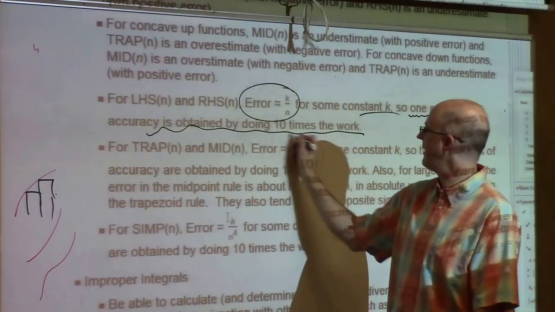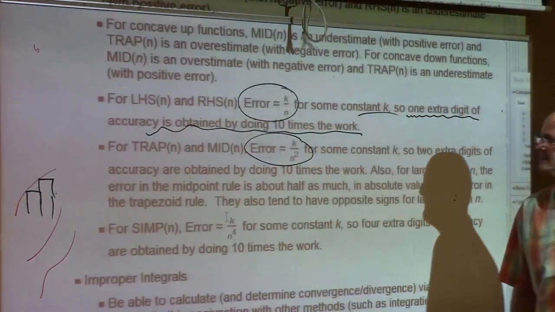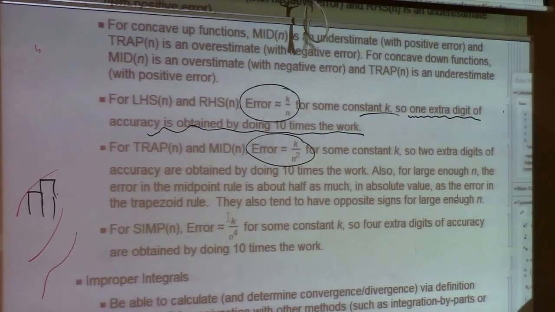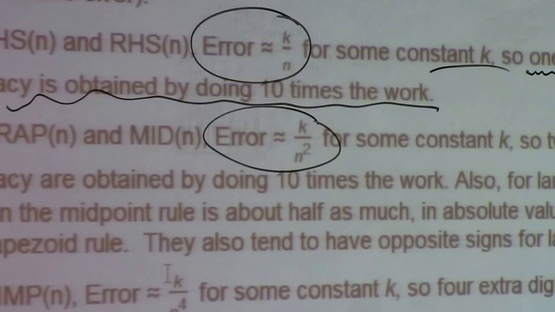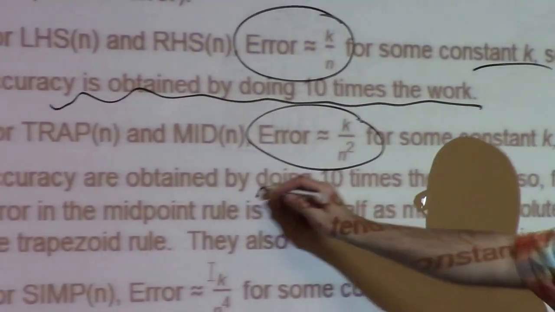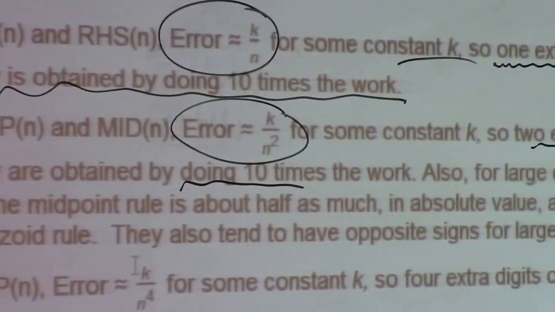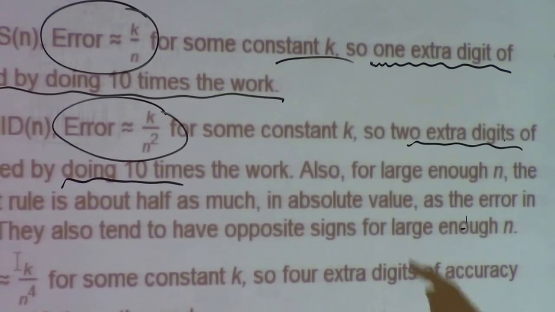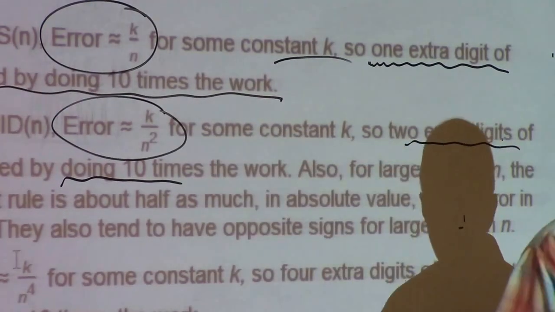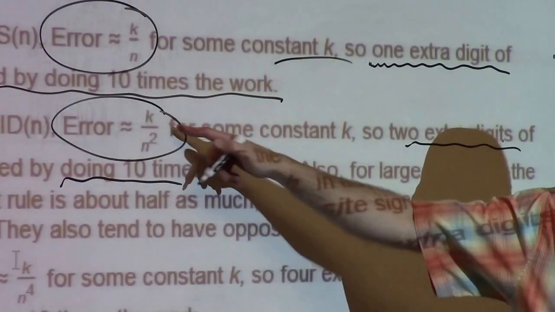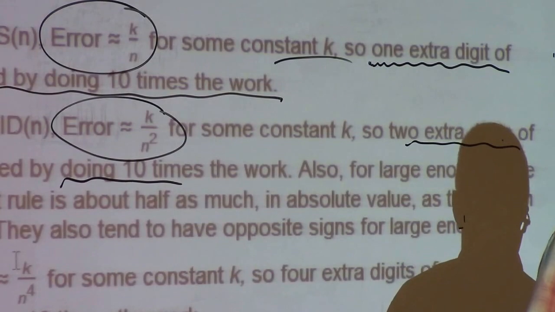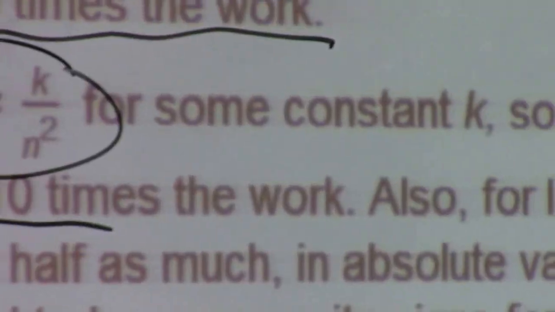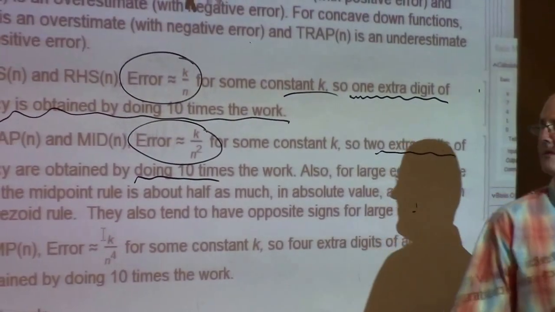For trap and mid, the error is actually proportional approximately to 1 over n squared. And since 10 squared is 100, you get 2 extra digits of accuracy by doing 10 times the work. If you increase n by a factor of 10, like from 2 to 20, that fraction goes down by a factor of 100. 1 over 2 squared is 1/4. 1 over 20 squared is 1/400. 100 times smaller.